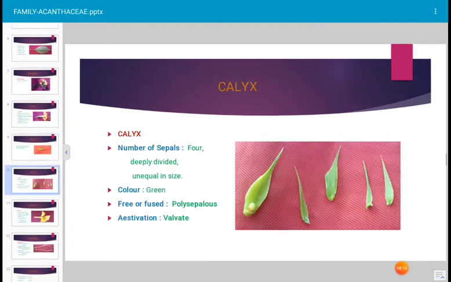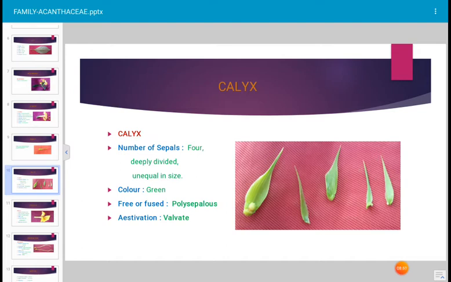Next slide. This is the calyx of the Barleria. Calyx is the first whorl of the flower. There are 4 lobes, or sometimes 5 lobes, of calyx present, deeply divided and unequal in size, as shown in the photograph. They are green in color and free, so they are described as polysepalous. If the calyx lobes are free, what is calyx? All the sepals together are known as calyx, and when they are free, they are described as polysepalous.